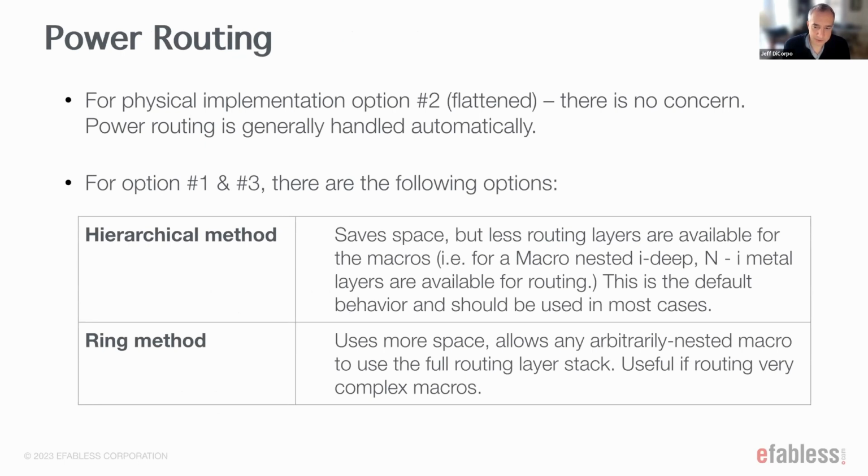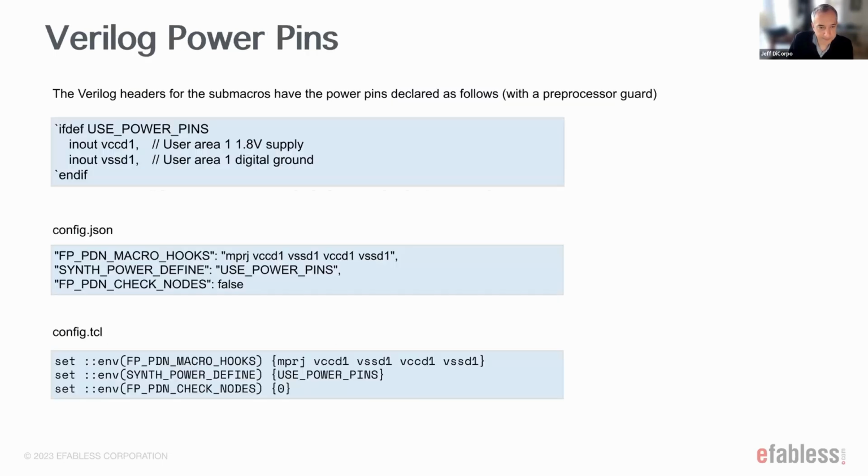For the other two options, though, whether you have standard cells at the top level or not, but you have sub macros placed at the top level, you need to be concerned to make sure that those macros are powered correctly. And there's really two approaches you can take. One is a hierarchical method, which is leveraging PDNs, a grid or PDN array, and the other one is a ring method. So we're going to walk through each of those more specifically.